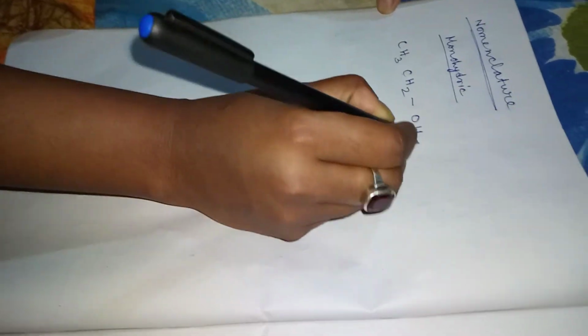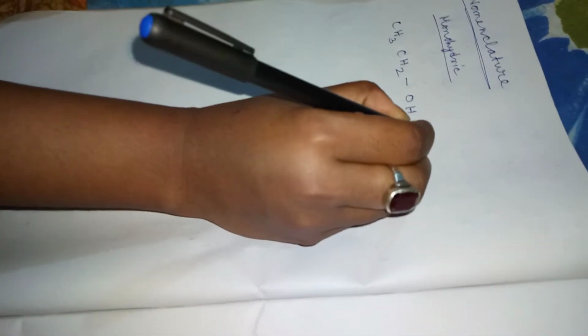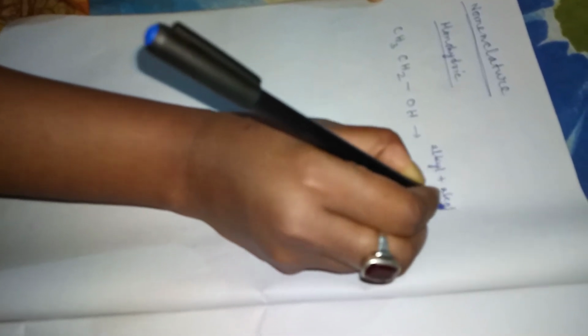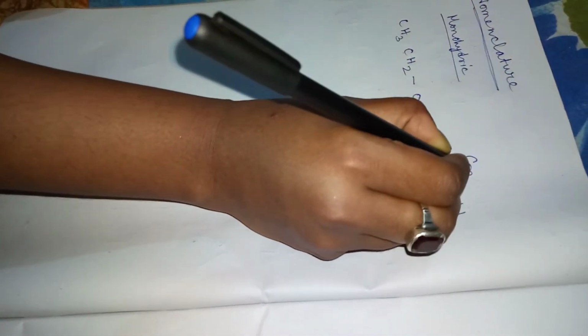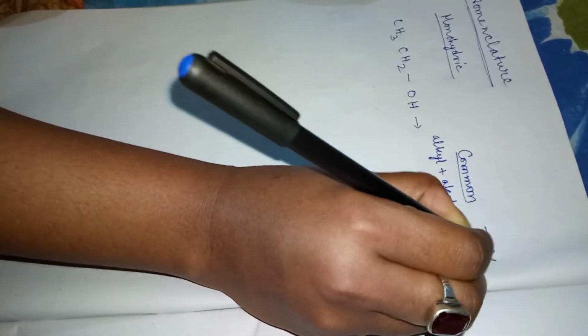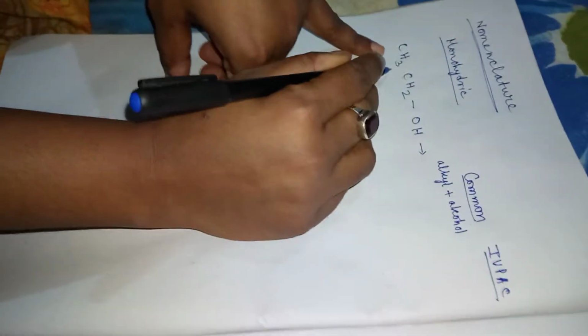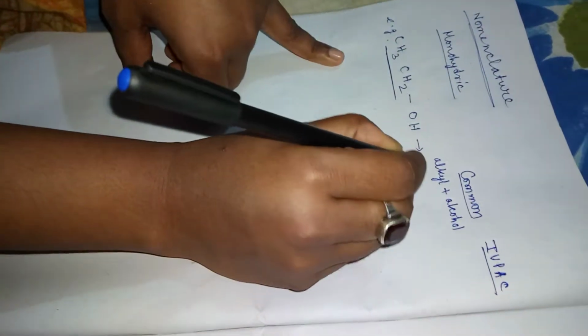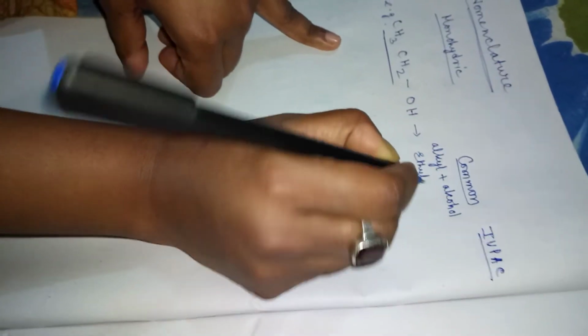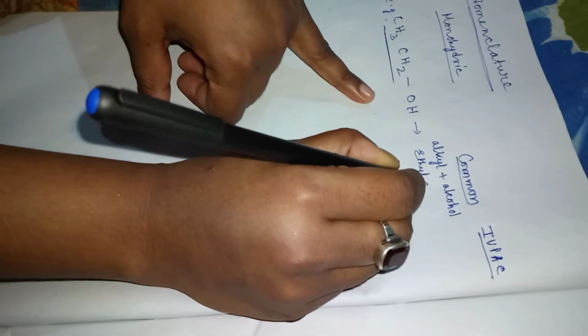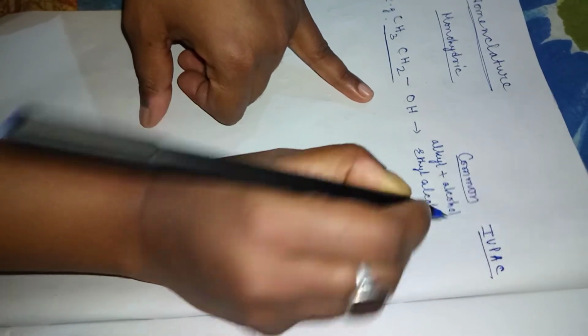CH3CH2OH. What is the common name? We tell it as alkyl alcohol, alkyl plus alcohol. This is the common name, and what is the IUPAC name, that also we will learn. For the alkyl alcohol, what is the name of this compound? The alkyl group is ethyl here, so the common name will be ethyl, and for the OH group we say alcohol. This is the common name.